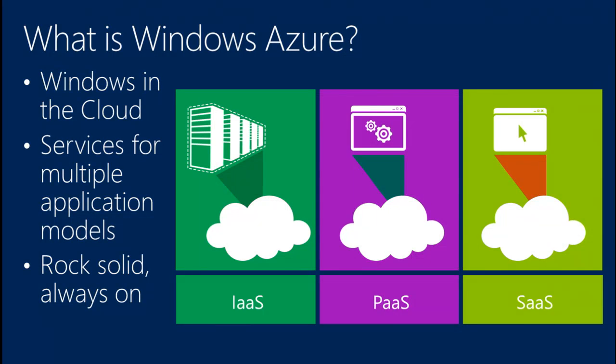So we'll kind of talk about who's using it and how they do that. But when we talk about scale, we're not talking about gigabytes. We're talking about terabytes, petabytes, all the way up. So anyway, we have services for multiple models. And the key thing is it's rock solid. It's always on. By migrating to the cloud, you have changed your last hard drive and done your last hardware refresh. All that's going to be done for you.